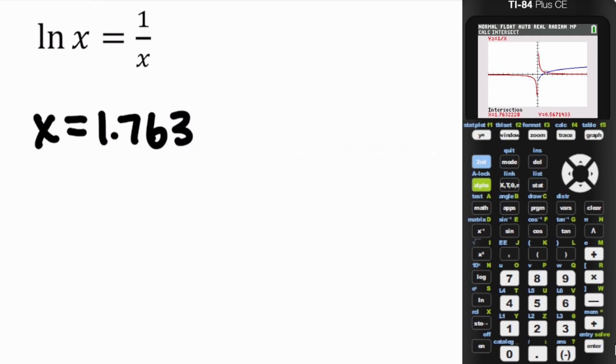That 0.567, that's what we would get if we took 1 over 1.763, or also if we took the natural log of that number, we would get 0.5671433, either way. That's why that's the solution to the equation.